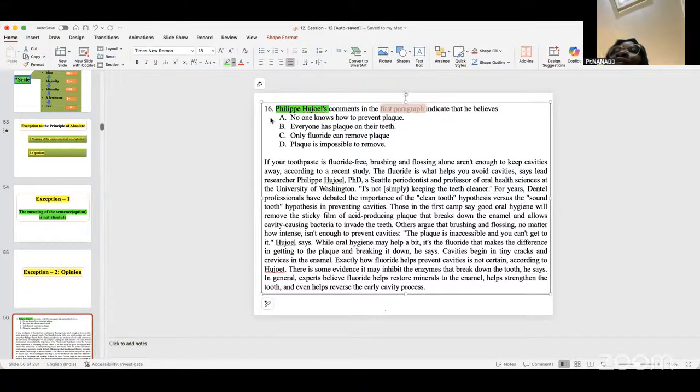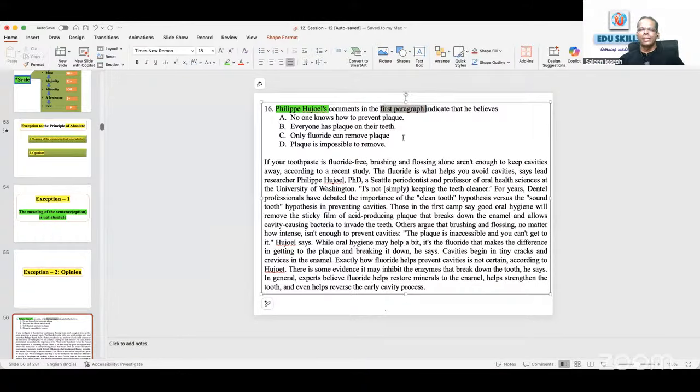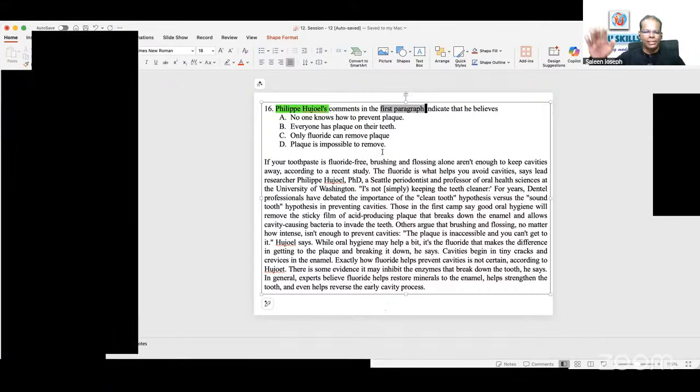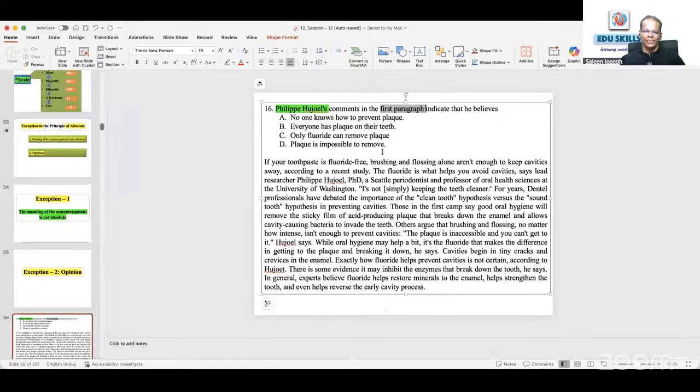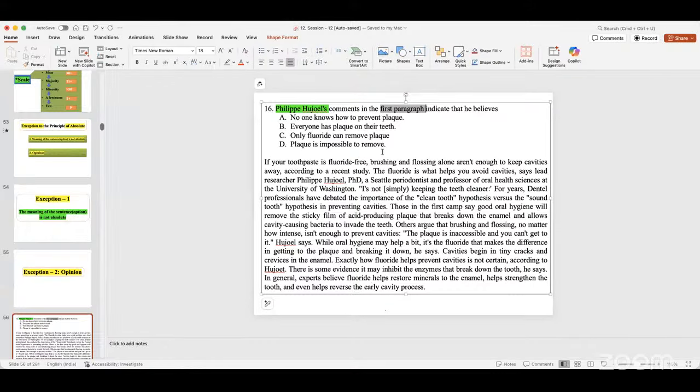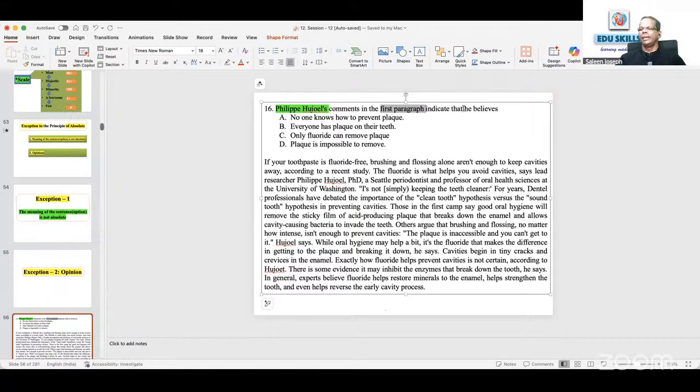He believes. Okay, beginners, I have posted the questions here, but in the text, you will have text continuously in paragraphs 1, 2, 3, 4, 5, 6, 7, 8. Then the questions will be there. So when you say first paragraph, you have to go to the first paragraph of the article, of the text immediately. Okay, indicate that he believes. He believes means his opinion.